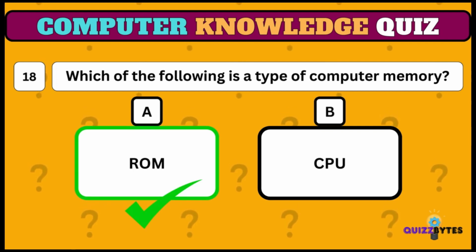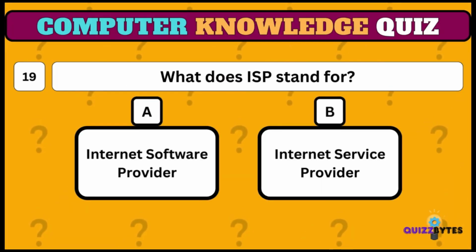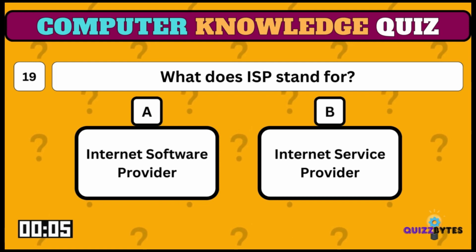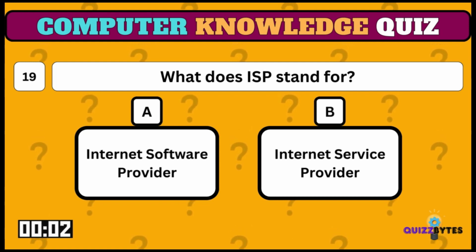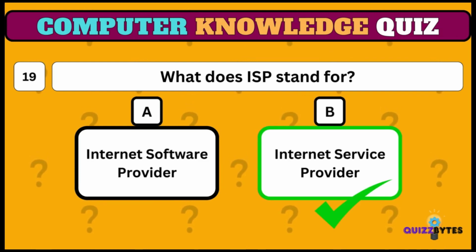Correct. ROM, or read-only memory, is a type of computer memory that stores firmware and instructions that are permanently written during the manufacturing process and cannot be easily modified or erased by the user. Now on to question 19. What does ISP stand for? A. Internet Software Provider or B. Internet Service Provider? Absolutely correct.